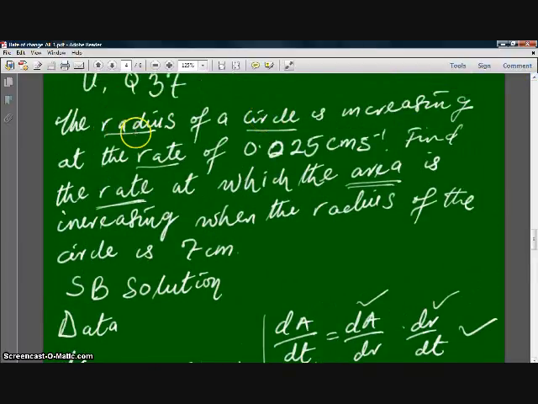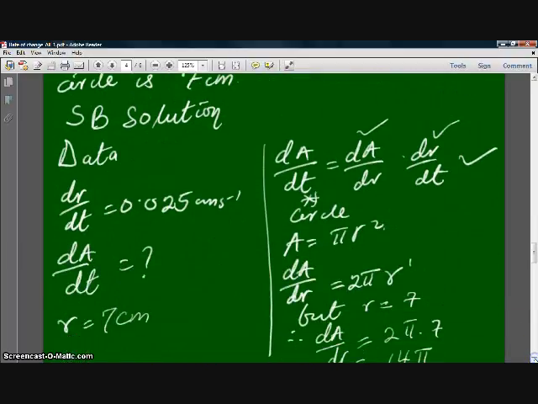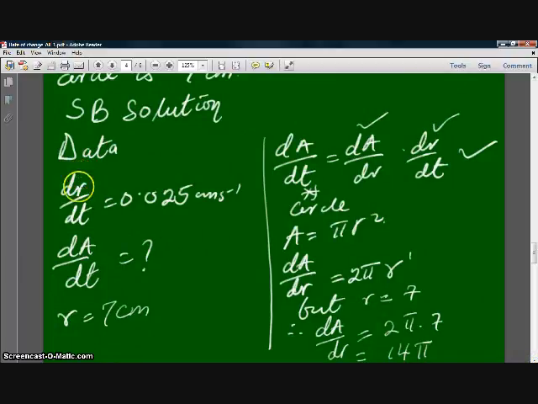We are told that the radius of a circle is increasing at the rate, so the dr/dt has been given. That's the meaning. Find the rate at which the area, so the dA/dt is what we are looking for, and already we have also been given the radius of the circle. So you bring out all the data. The dr/dt is given, the dA/dt is what you're looking for, and r is also given.